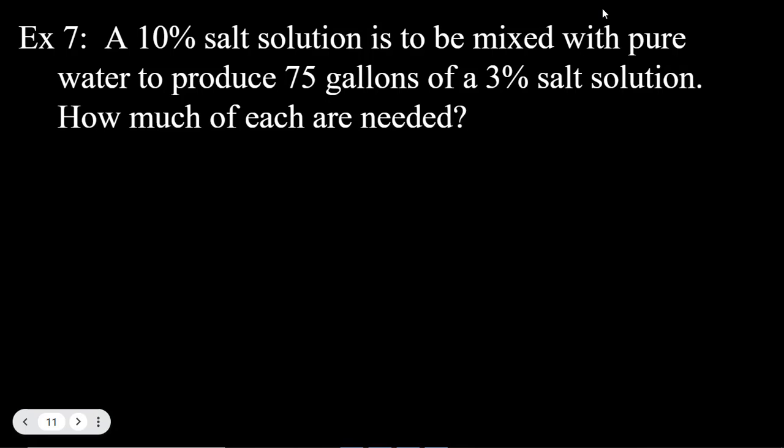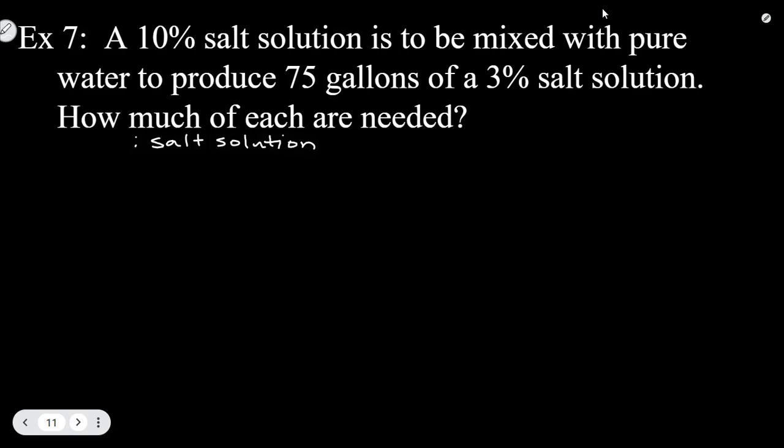Okay, example 7. A 10% salt solution is to be mixed with pure water to produce 75 gallons of a 3% salt solution. How much of each are needed? So once again, they're kind of giving us a hint. What do we want to use for our variables? What are we going to figure out? How much salt solution and how much water, right? So one of them is going to stand for the salt solution, and one is going to stand for the pure water.